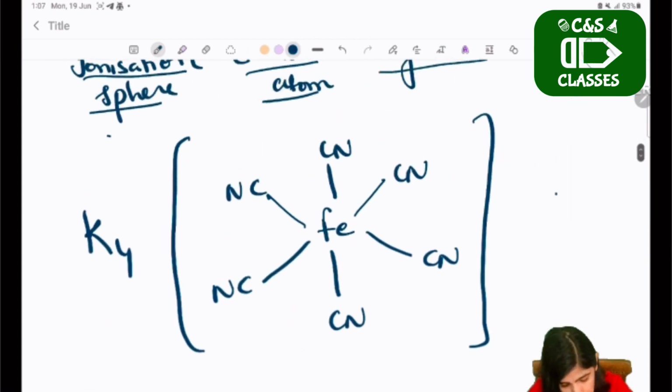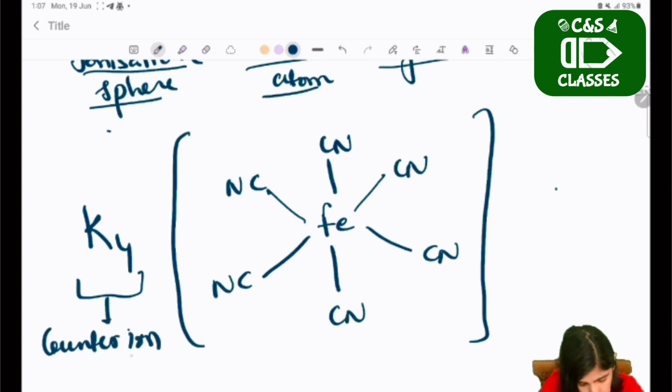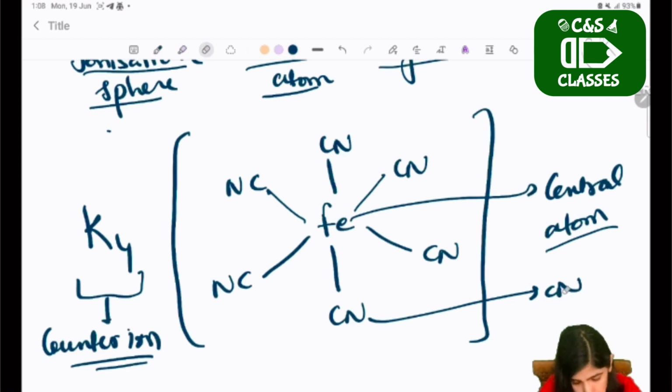Like here I have written: again, this part is your counter ion, this is your central atom, this is your CN, this is your ligand.